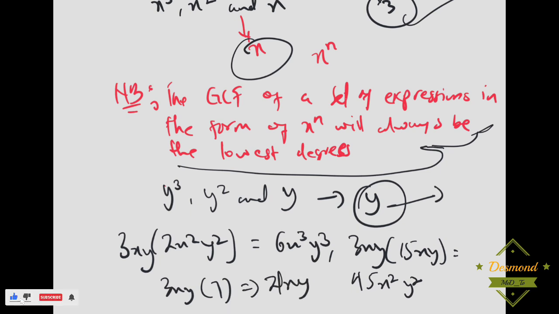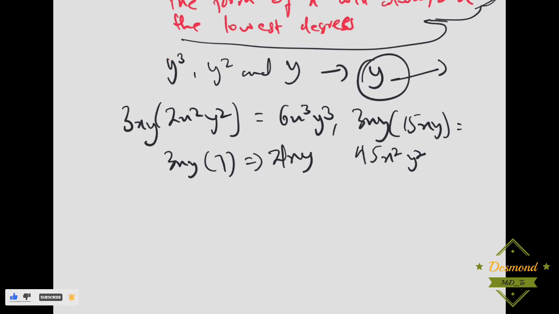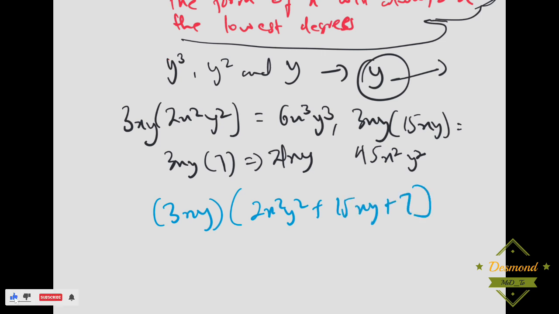So finally, we write the factored expression as the product of the GCF and the sum of the terms we needed to multiply, right? By doing that, we should get 3xy times 2x squared y squared plus 15xy plus 7, and this is our factored form, right? It's very, very easy to do.